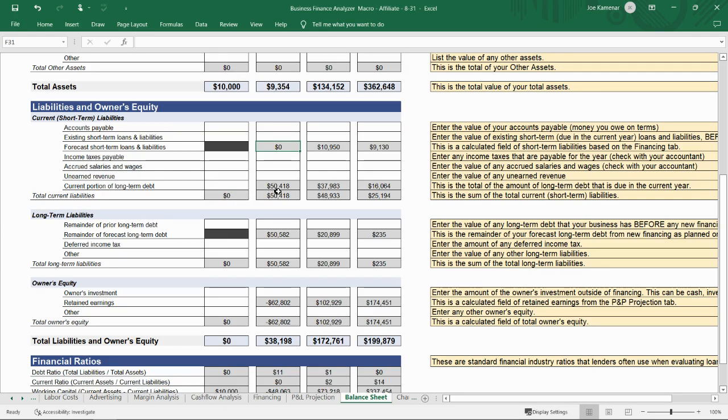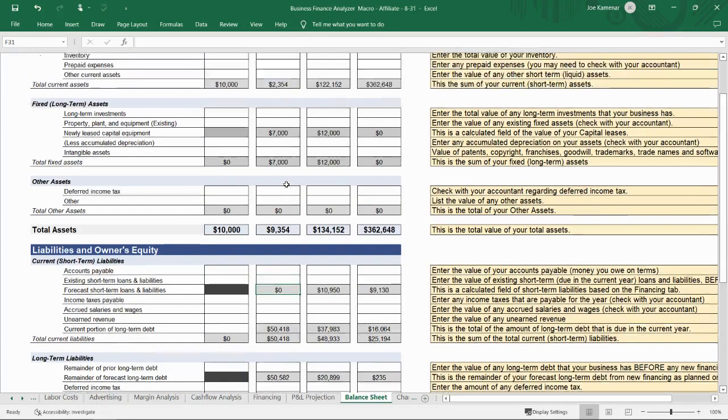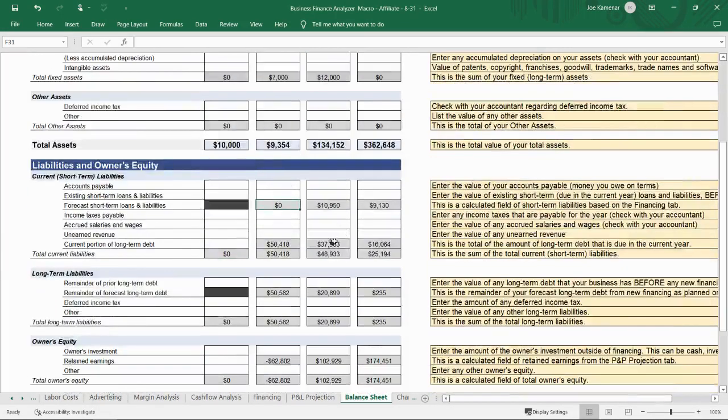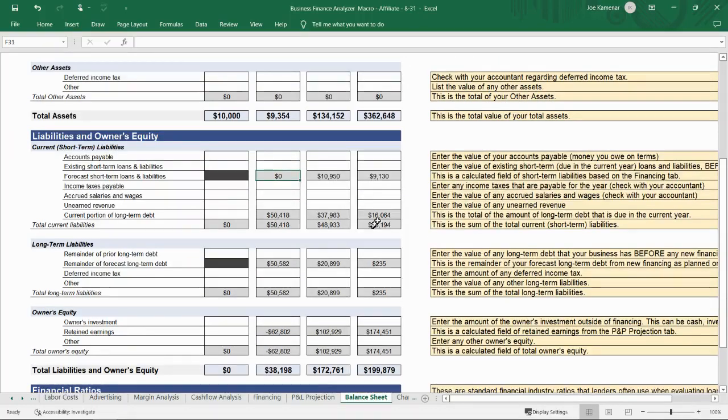Then you get the current portion of long-term debt. So this is debt that's due within the upcoming 12 months. So it'll be 12 months for year 1, then what's going to be coming due 12 months in year 2 and 12 months in year 3. So then you get your total current liabilities.